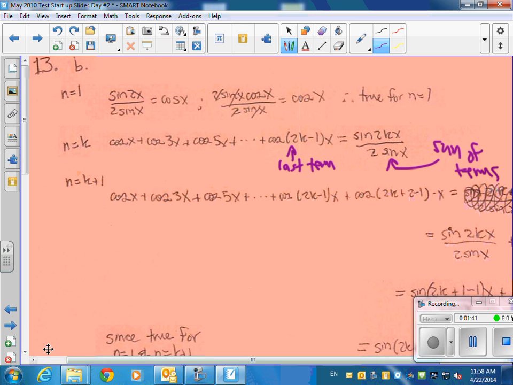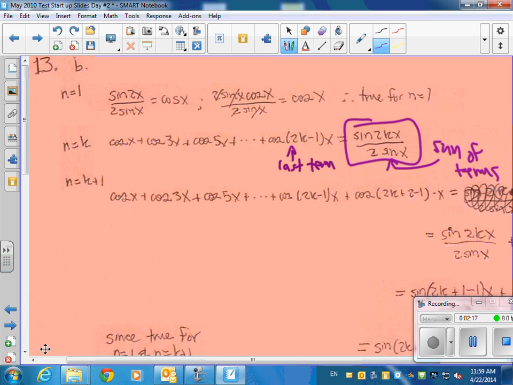For the first part, mathematical induction, you check n equal to 1. I take this formula and put in 1 for n, and it gives me sine 2x over 2 sine x. Of course, sine 2x is 2 sine x cosine x, what we talked about at the beginning today. The 2s cancel, the sines cancel, cosine equals cosine. Therefore, it's true for n equal to 1. Then you change the n into k. You take this whole equation and just put n equal to k, which seems straightforward.